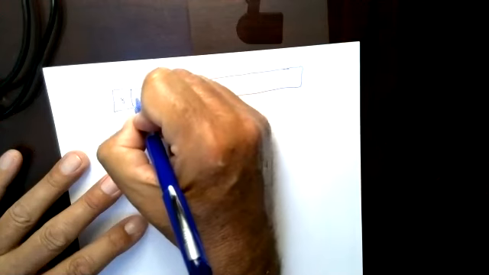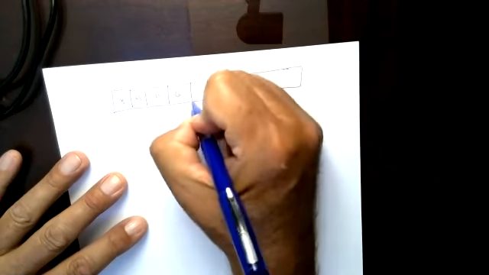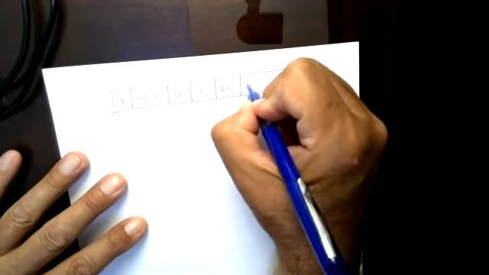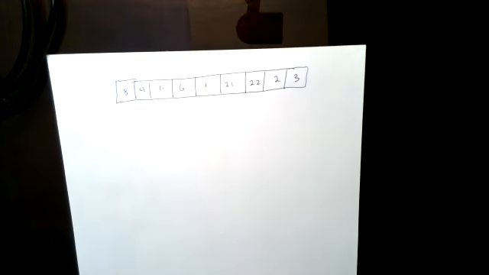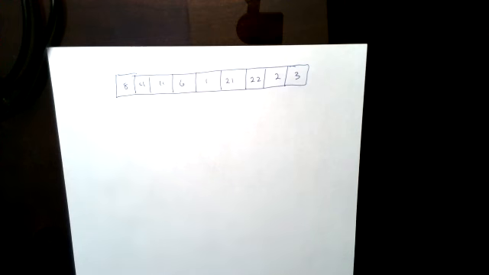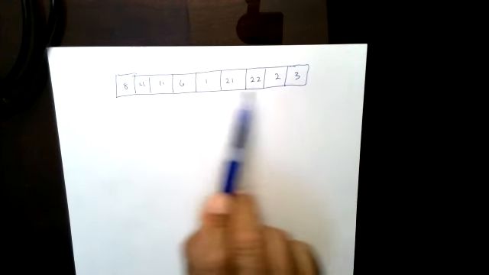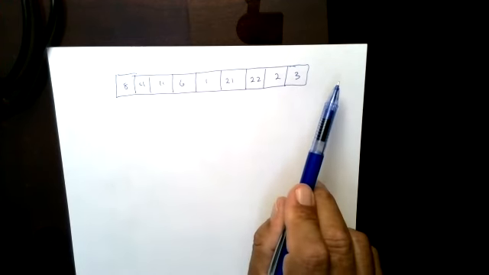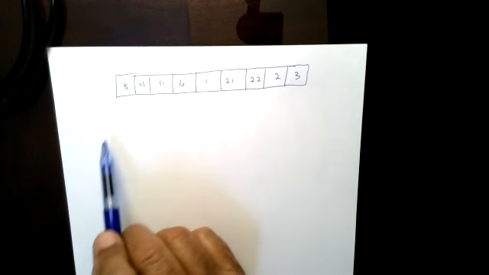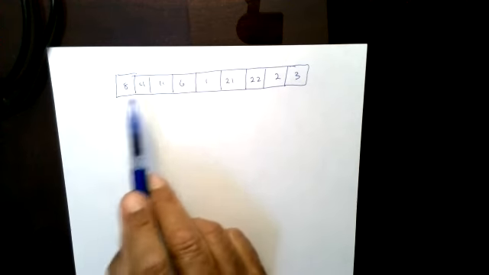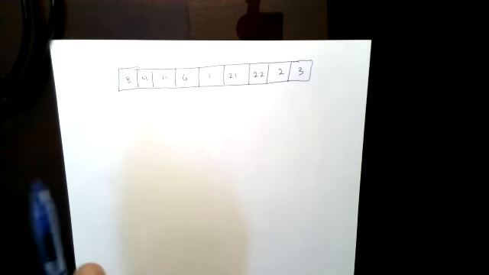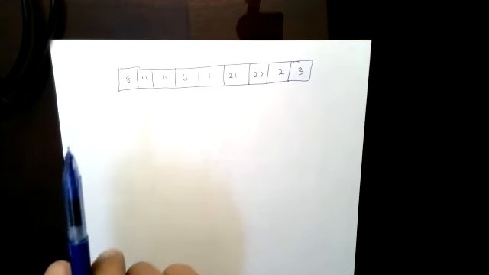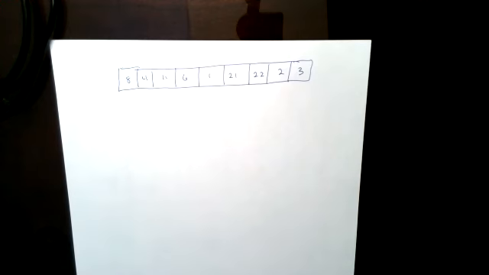Let's do 8, 4, 11, 6, 1, 21, 22, 2, 3. All right, let's do method 2, where I already have my array filled, but in my head, I'm thinking of this as a binary tree. It's already filled, and I want to make it a heap by percolating down, starting at the first parent.